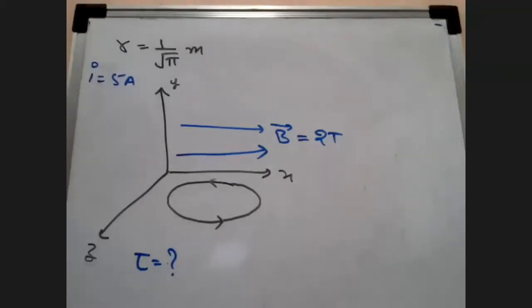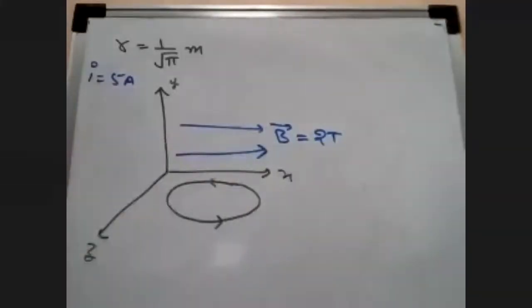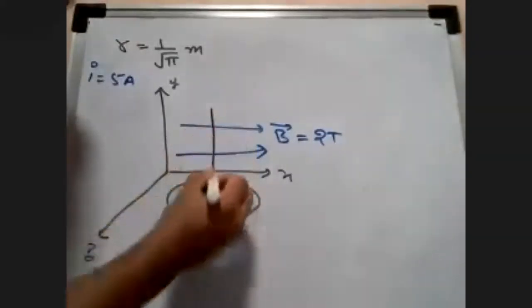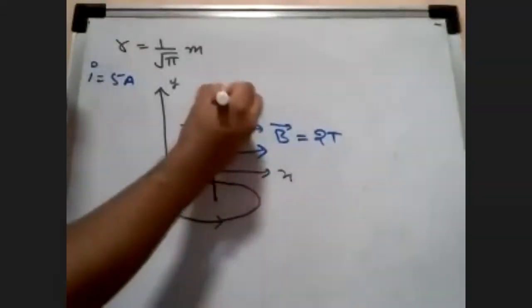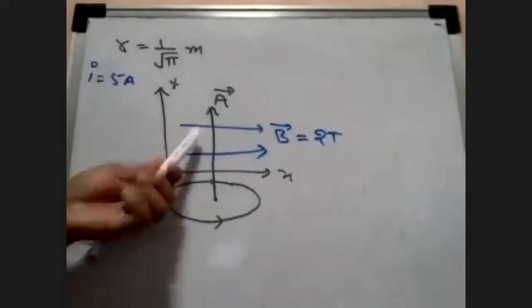So students, first find out the area vector. Where is the area vector for this, upwards or downwards? Since the current is anti-clockwise, you get it upwards. So my area vector is going to be upwards like this. Already now you can see where the torque will be. You can see the area vector here and the magnetic field here.